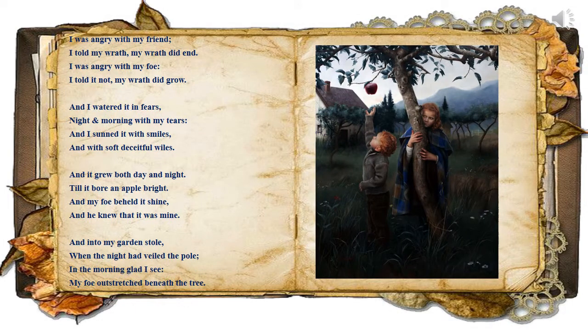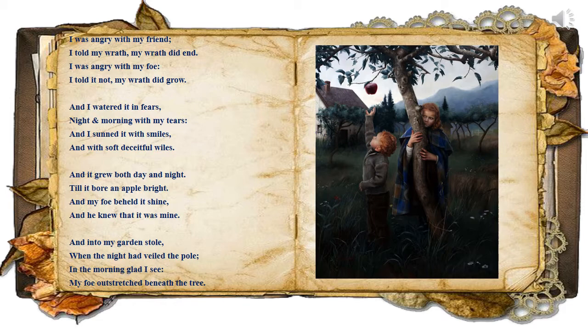Okay students, let's go through the poem. I was angry with my friend. I told my wrath did end. I was angry with my foe. I told it not, my wrath did grow.